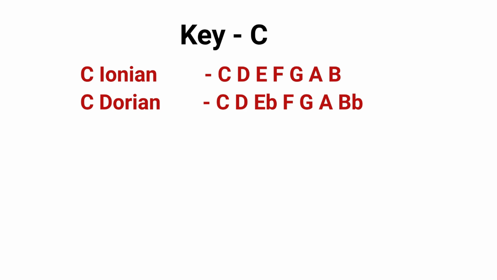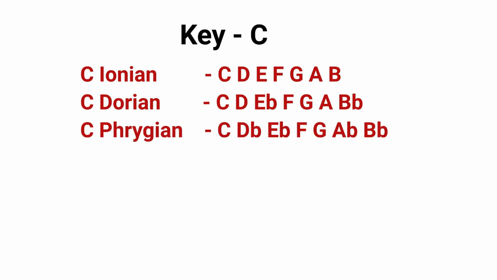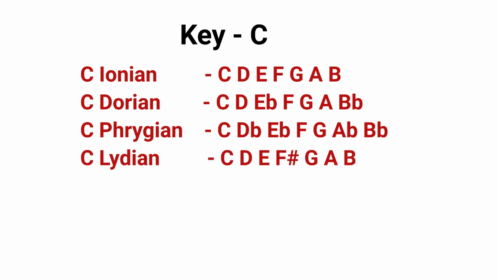If you want to play in the next mode, that is C Phrygian mode. So what are the notes coming in C Phrygian mode? That is C, D flat, E flat, F, G, A flat, B flat. If you want to play in the next mode, that is C Lydian mode. So what are the notes coming in C Lydian mode? That is C, D, E, F sharp, G, A, B.